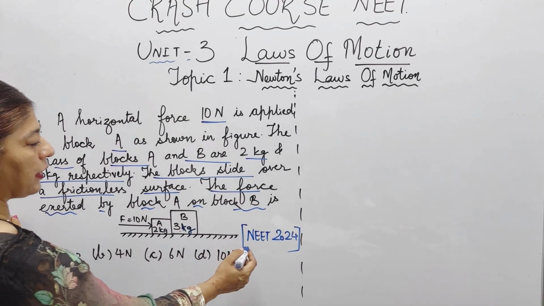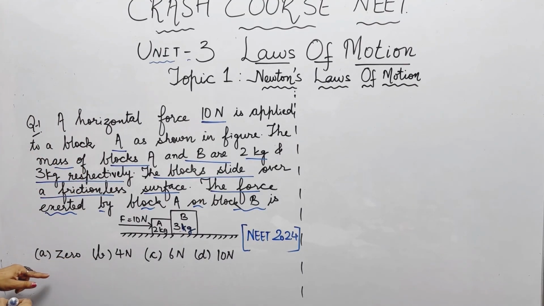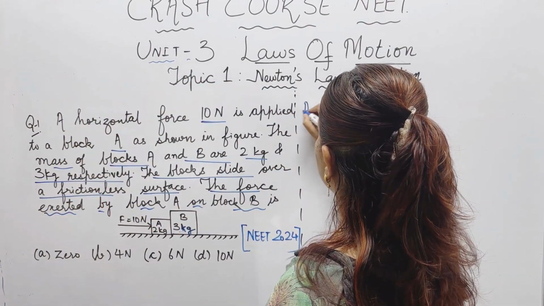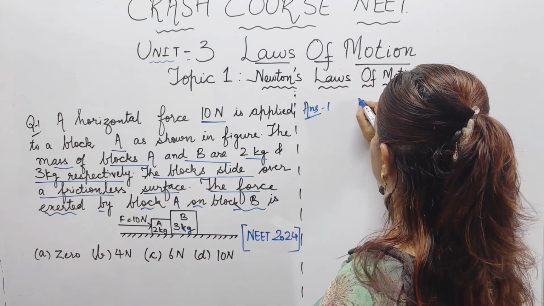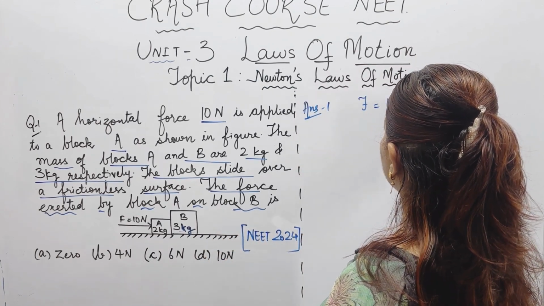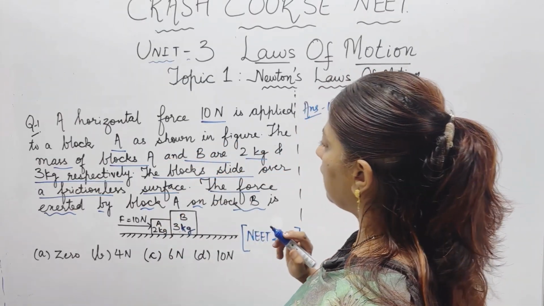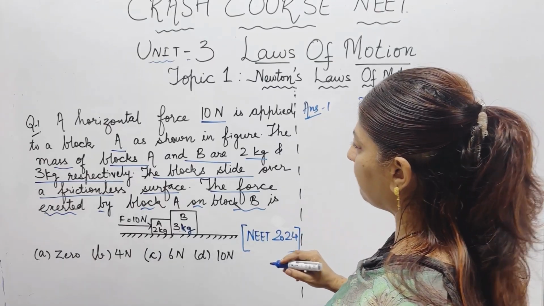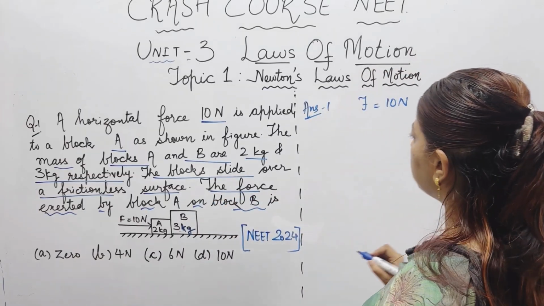This question came in NEET 2024, and these are the options given. Now, let us take the things that have been given in the numerical. The first thing is the horizontal force of 10 Newton that is being applied on block A. The masses of blocks A and B are 2 kg and 3 kg respectively, and we need to find the force exerted by block A on B.